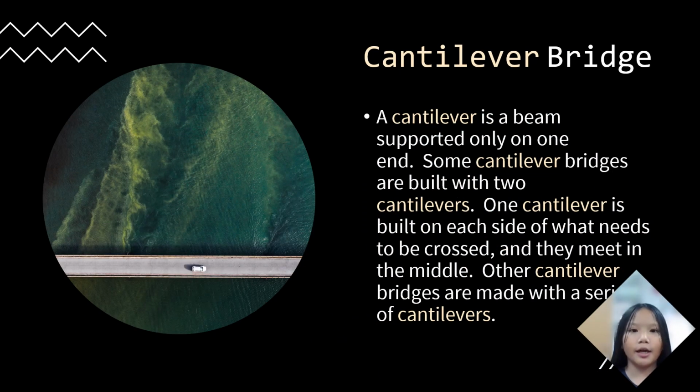Cantilever bridge. A cantilever is a beam supported only on one end. Some cantilever bridges are built with two cantilevers. One cantilever is built on each side of what needs to be crossed and they meet in the middle. Other cantilever bridges are made with a series of cantilevers.